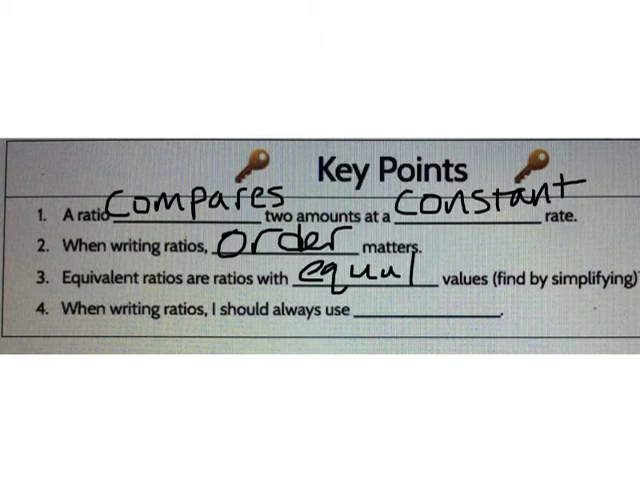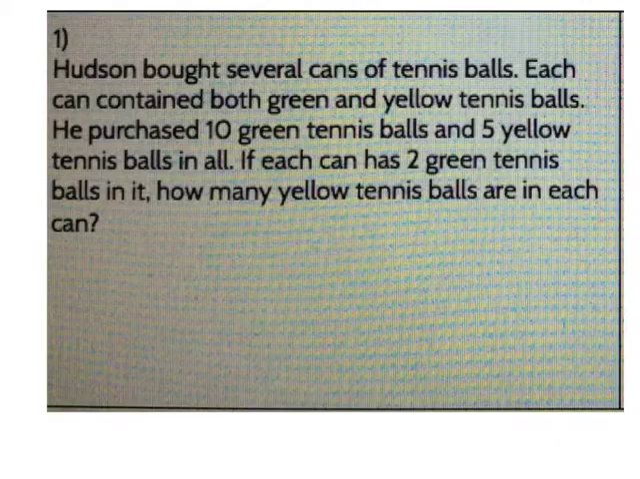And then when writing ratios, I should always use labels. This is particularly important when it comes to ordering. If we know that the ratio is 2 to 3, it's 2 what to 3 what. You want to make sure that's organized.